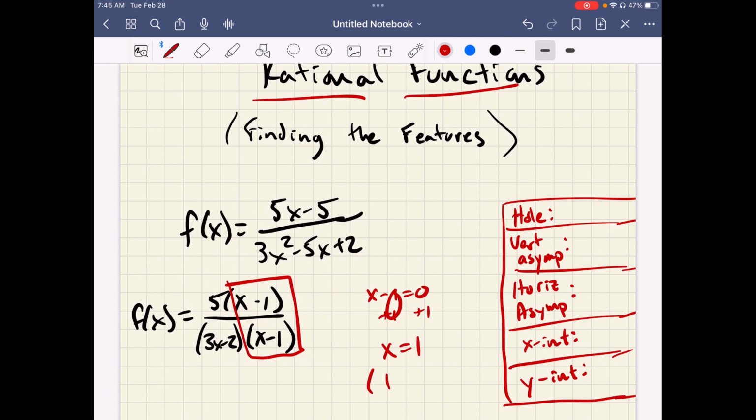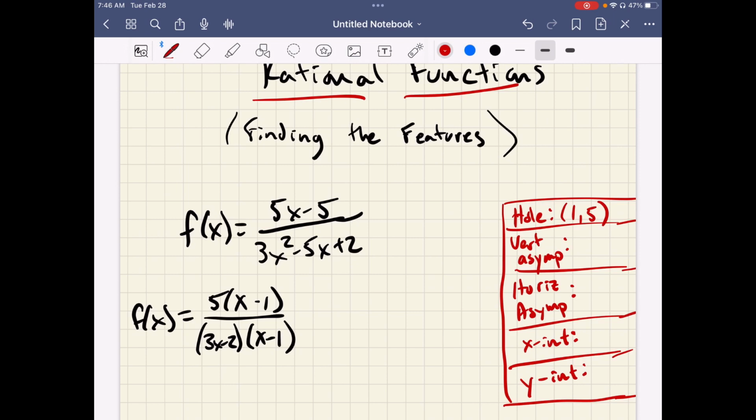So I'm going to go back to the original function. I'm just going to look at the front two terms here, the terms that we're not using to find the hole, and I'm going to plug in my 1, and what you end up getting is 5 over 1, which just comes out to 5. So my hole for this particular function is (1, 5).